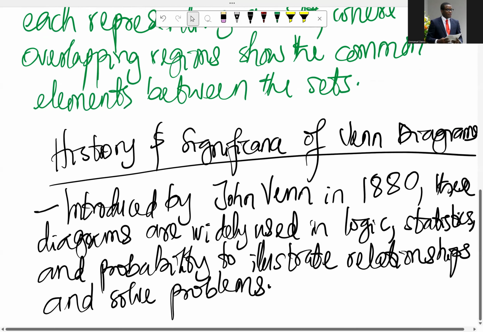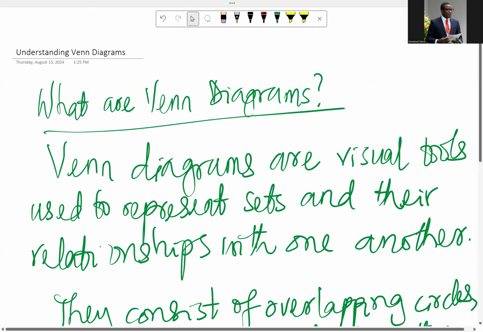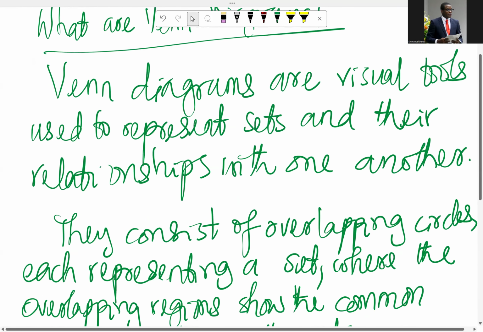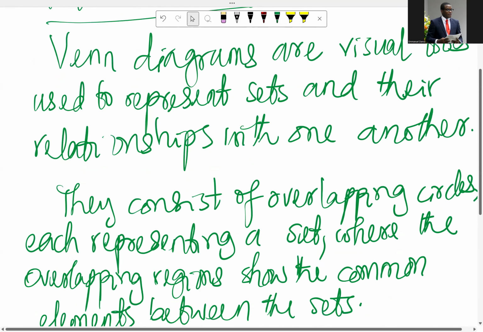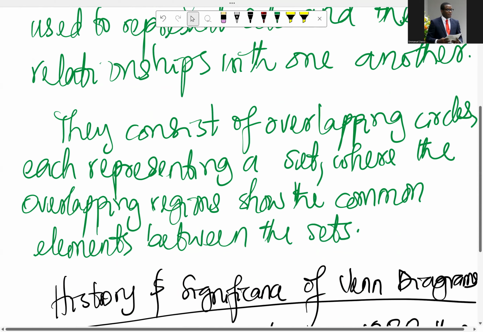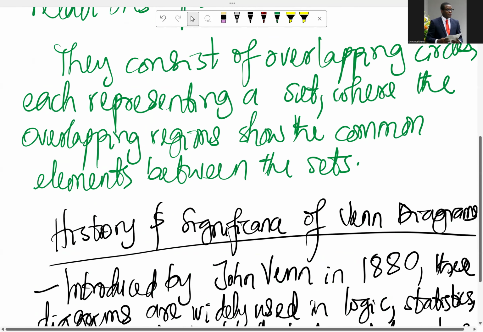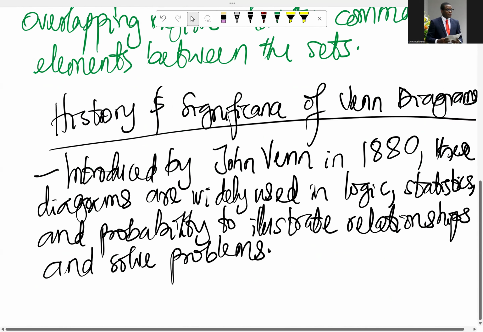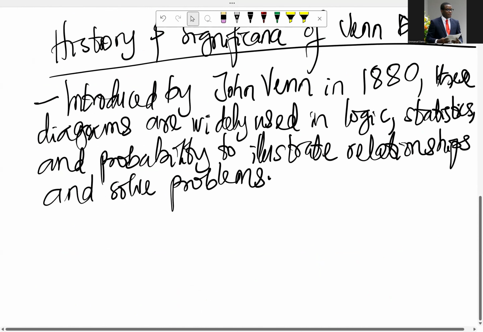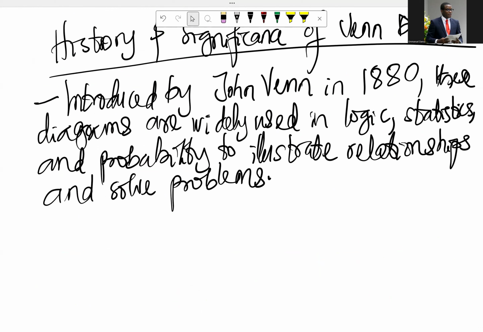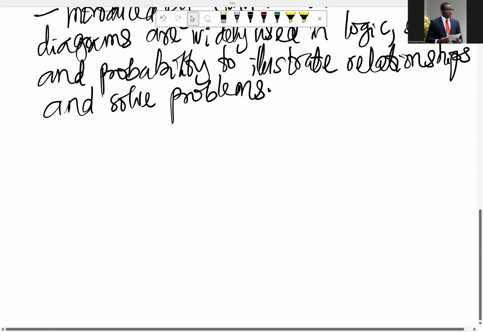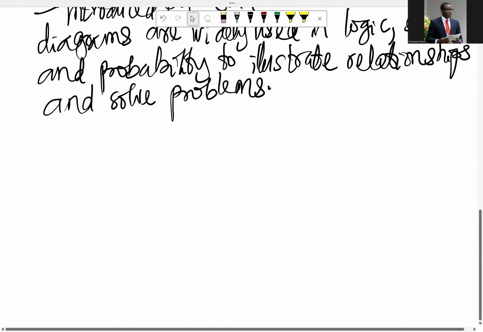Okay. So, running through that again, Venn diagrams are visual tools used to represent sets and their relationships with one another. They consist of overlapping circles, each representing a set, where the overlapping regions show the common elements between the sets. And the history is that John Venn in 1880 introduced these diagrams, and they are widely used in logic, statistics, and probability to illustrate relationships and solve problems.